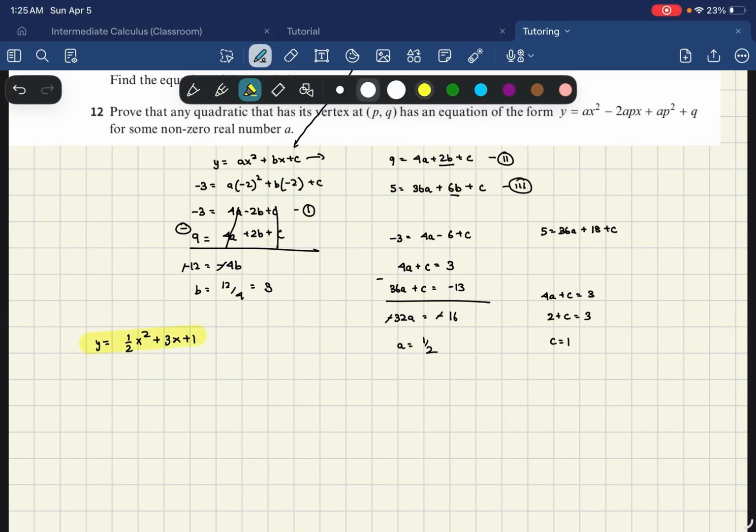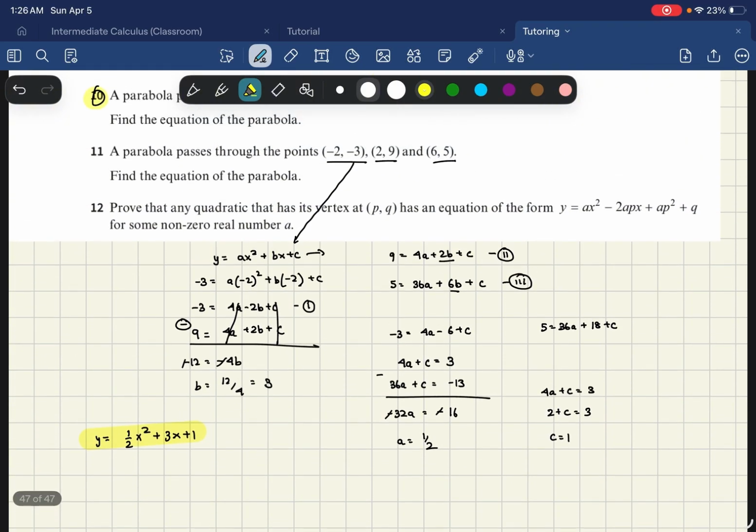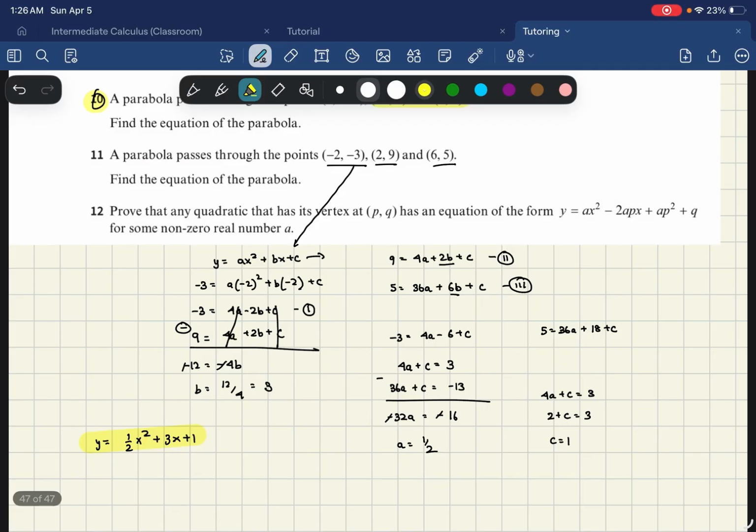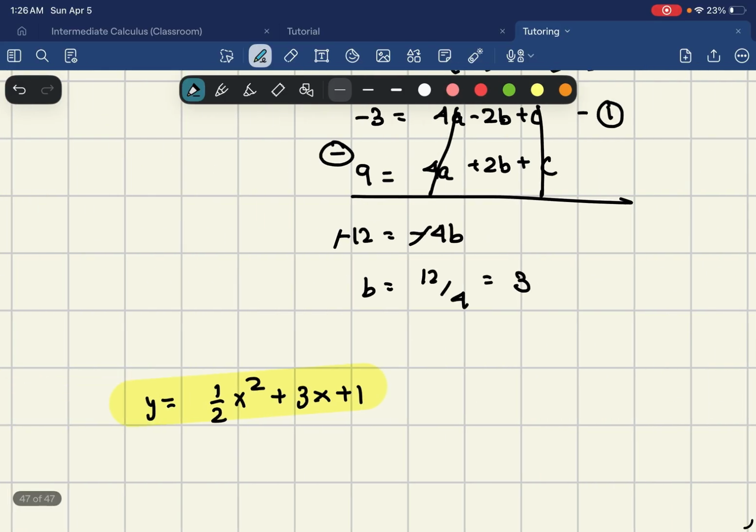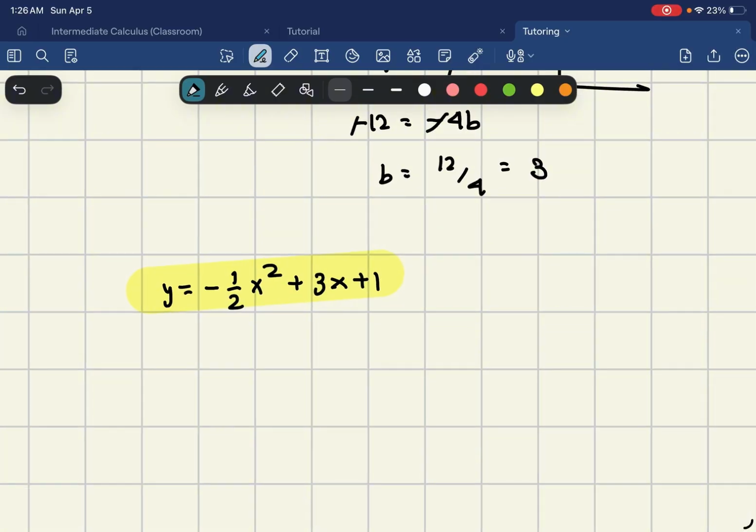So you just plug the values in, you get a system of equations, and sorry, this should be positive 16. My bad. Because 3 minus of minus 13, that is plus 16. So this is still minus 32, so a is minus 1 over 2. So this should be minus 1 over 2 x squared plus 3x.